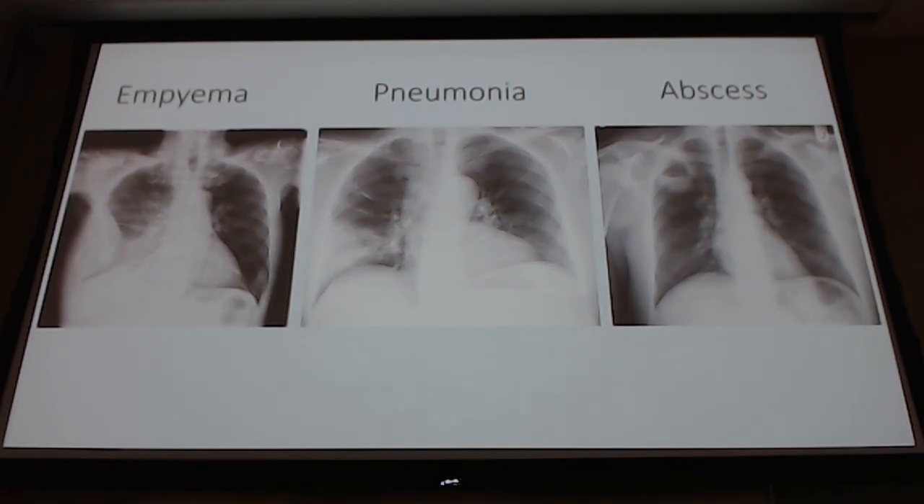So, empyema. Adheres to the wall. E-shaped. Football shaped. Okay? Pneumonia. It's fluffy. It's in the lung. Abscess, cavitation. You have a fluid level inside the lung. Does everybody see the difference? I would know how to spot the difference. Okay?